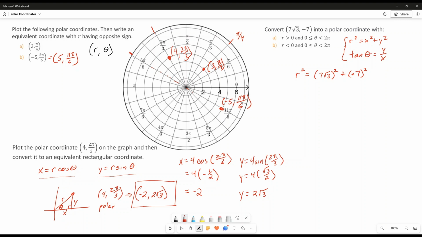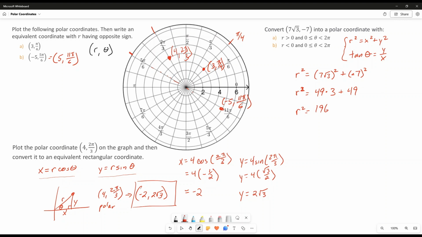When you square things that are being multiplied, like this 7 times square root of 3, we can think of distributing that square. So it's 7 squared times a square root of 3 squared. So 7 squared is 49. A square root of 3 squared is just a 3. And then a negative 7 squared is a positive 49. So then r squared is going to equal 196.